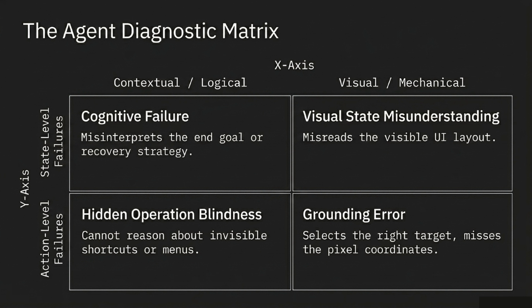We can map these issues on what we call the agent diagnostic matrix. On the y-axis we have state-level versus action-level failures, and on the x-axis, contextual/logical versus visual/mechanical errors. This creates 4 quadrants: cognitive failure and hidden operation blindness on the logical side, and visual state misunderstanding and grounding error on the visual and mechanical side.